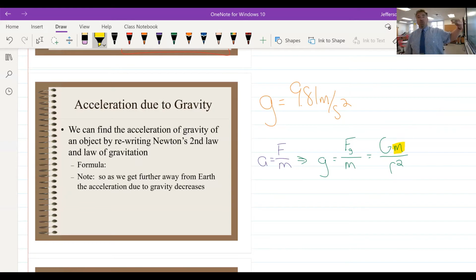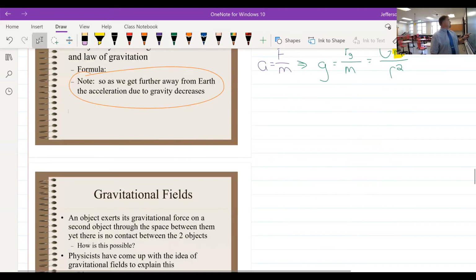Okay, and if you calculate this through, you're going to get 9.81 meters per second squared if you use the mass of the Earth and the radius of the Earth squared in our gravitational constant. So please notice that as you get further away, the acceleration of gravity will decrease. Okay, and we've already talked about that before, how the acceleration will change with your elevation.